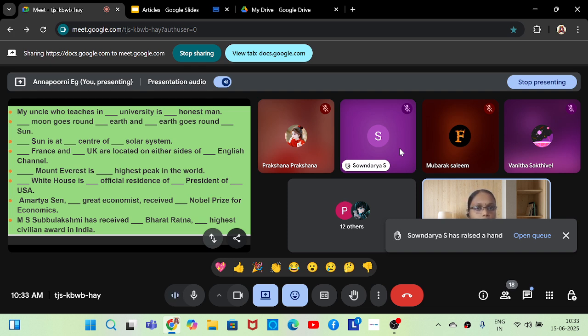Here we have to use "the" because UK stands for United Kingdom. United Kingdom is a collection of some countries. It's a group of some countries, just like the USA or the UAE. Okay. So France and the UK are located on either sides of the English Channel. English Channel is the name of a specific river.